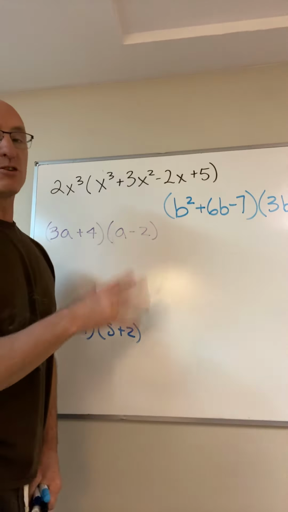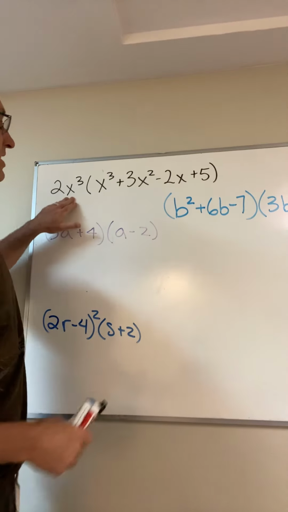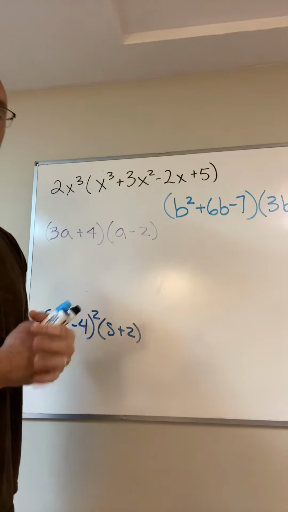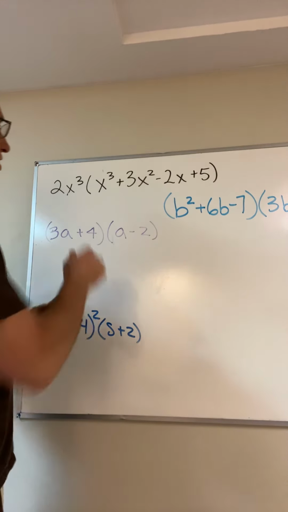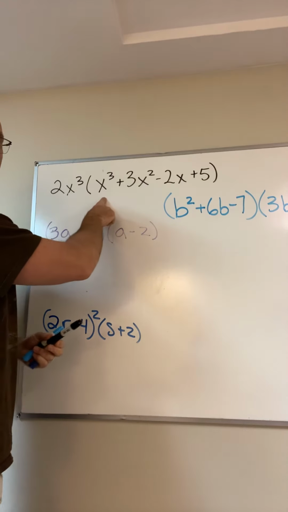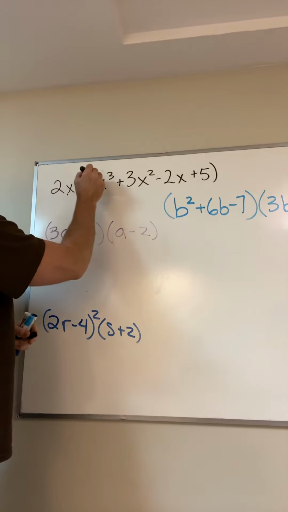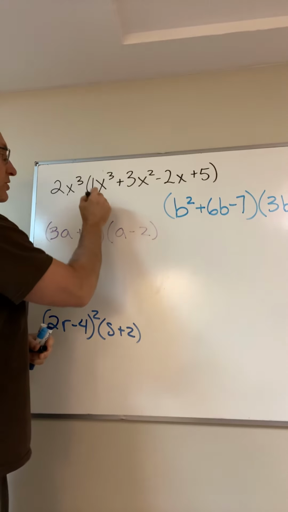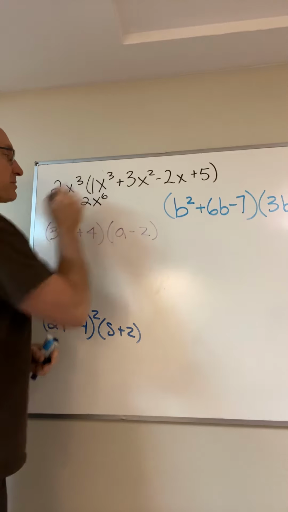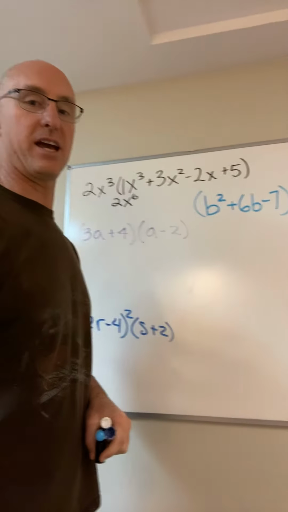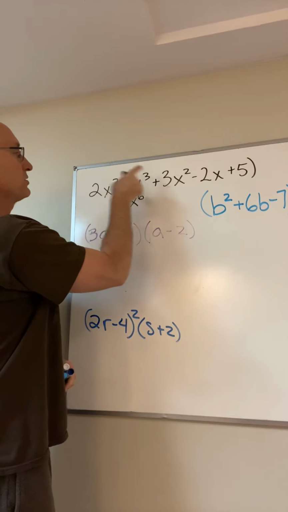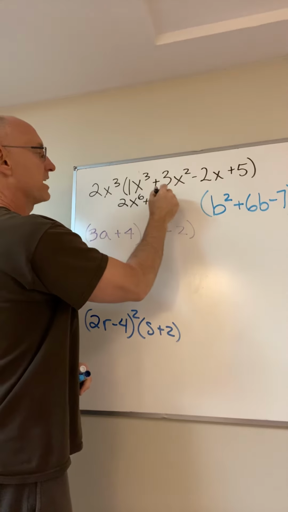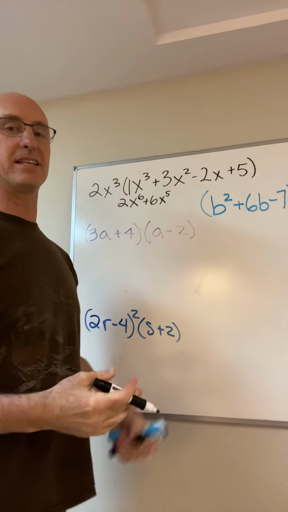So as a review, I just wanted to go over how to take a term like 2x to the third and multiply it through, okay? When you go 2x to the third times x to the third, the 2 times the 1 in front is just 2. X to the third times x to the third, you add the exponents, 2x to the sixth. Okay, you got that? Then 2 times positive 3 is positive 6. X to the third, x squared, that's x to the fifth. You just add the exponents.